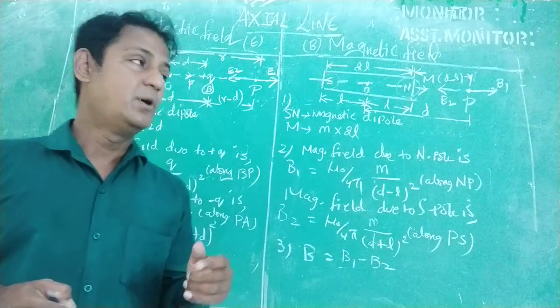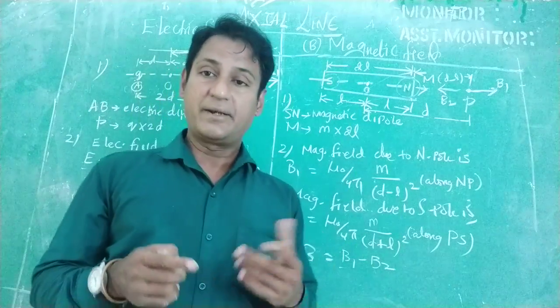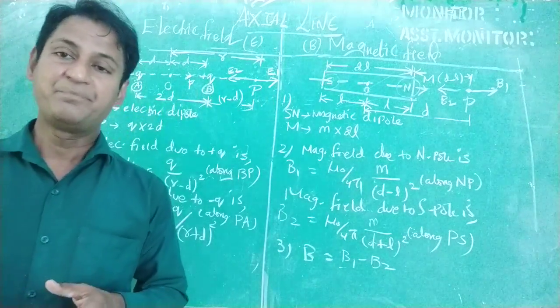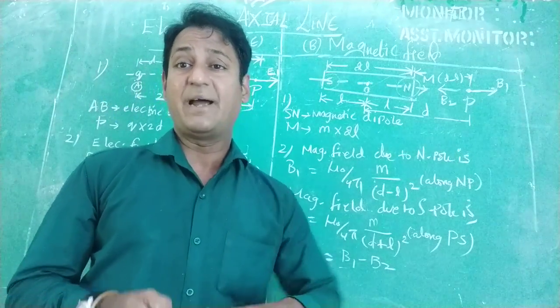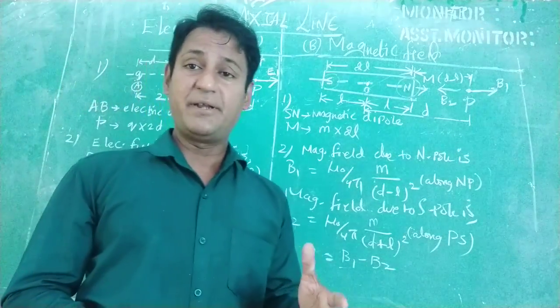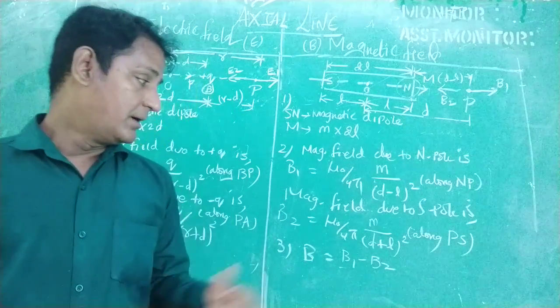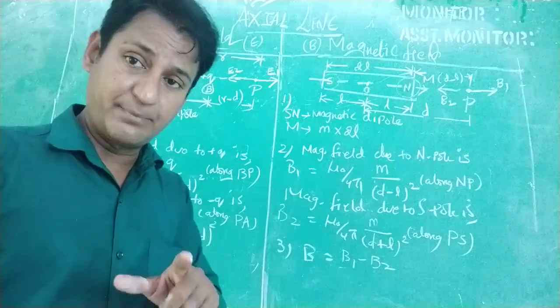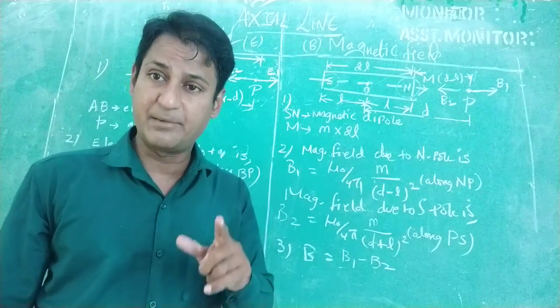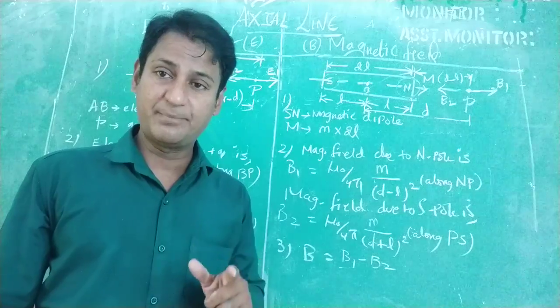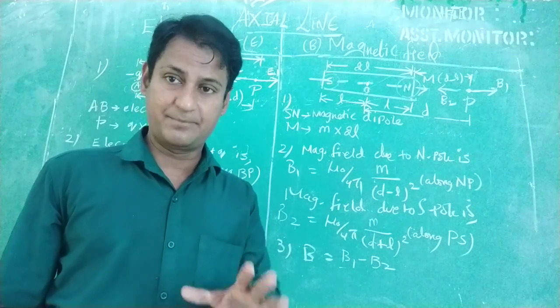So if two poles are kept in any medium like water or vacuum or any other medium, and if that medium permits more magnetic lines of force, then the permeability of that medium is more, right? The epsilon naught value is 8.854 into 10 to the power of minus 12 C squared N inverse m power minus 2. The value for mu naught is 4 pi into 10 to the power of minus 7 Henry per meter, right?